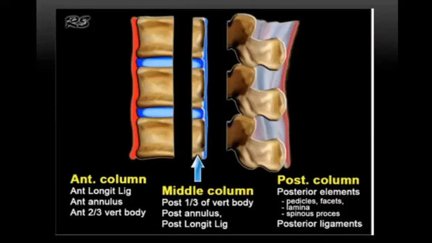Alright, when reviewing radiograph or CT, we divide our fractures into 3 columns: anterior column, middle column, and posterior column. The anterior column is the anterior longitudinal ligament and the anterior two-thirds of the vertebral body. The middle column is the posterior longitudinal ligament and the posterior one-third of the vertebral body. The posterior column has the posterior elements: pedicle, lamina, spinous process, and the posterior ligaments all the way at the back. All right, so all our fractures are either single column, two column, or three column.